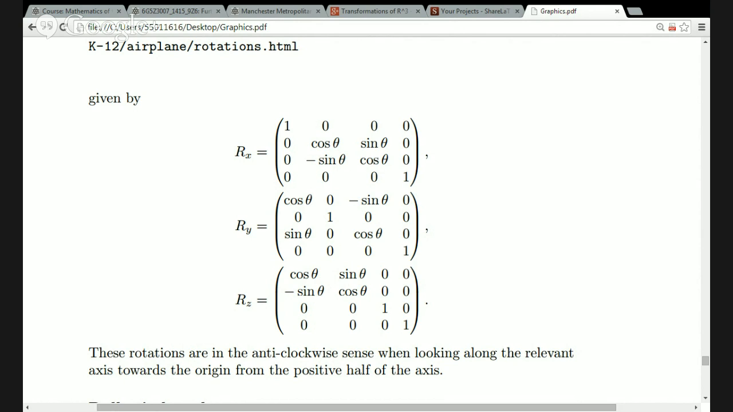Now, what we don't attempt to do is to give some formula for what the matrix looks like, given, remember, this would be the line L, which has position vectors p plus lambda d, and we want to rotate by a certain angle around that axis.